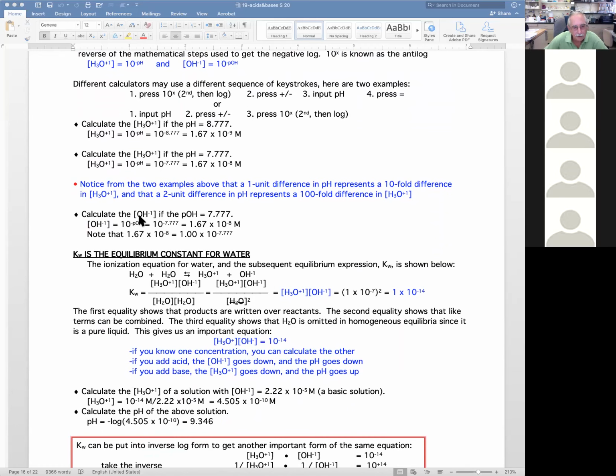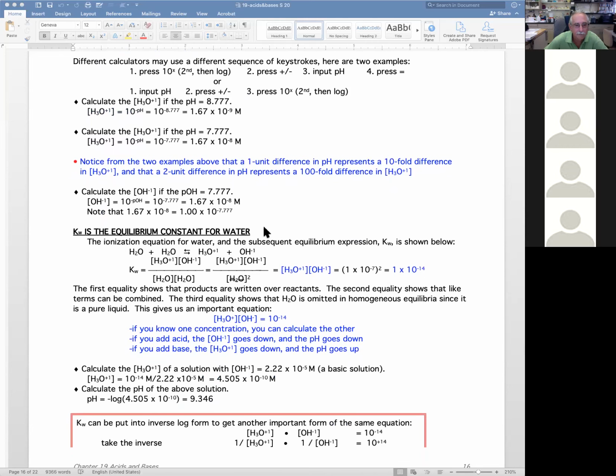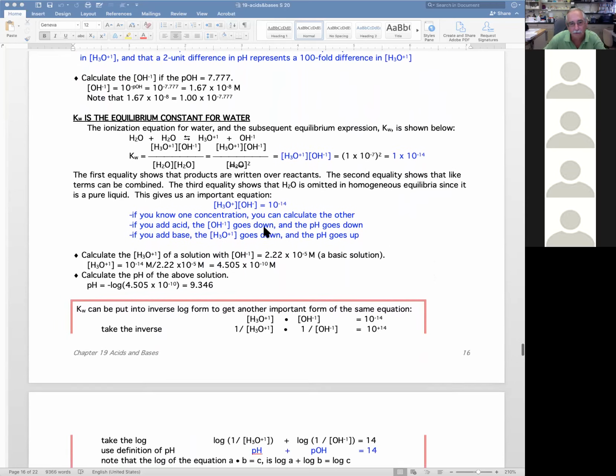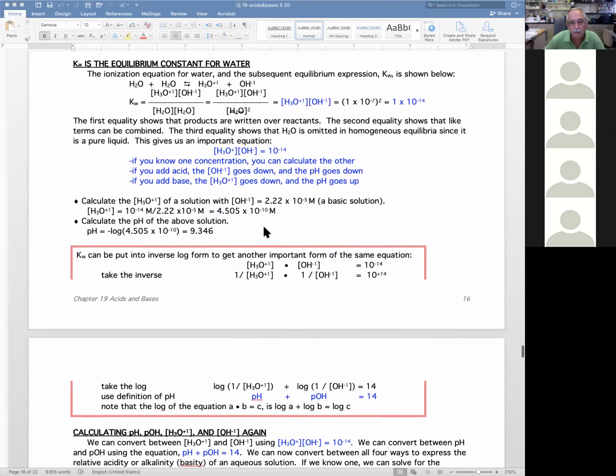So here, calculate the hydroxide ion concentration if the POH is 7.77. So again, it's simply 10 to the negative POH. I put in the value, and there's the number. So that's this practice with your calculator. Anybody have any questions on that?